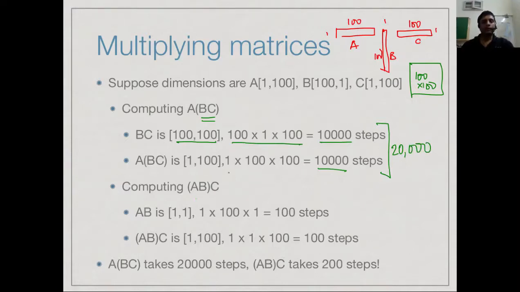If I did it the other way, on the other hand, if I computed this product first, then I will collapse it to a simple 1 by 1 matrix, because the number of rows here is 1, and the number of columns is 1 there. Right? So AB is a 1 by 1 matrix and it takes only 100 steps to compute. And now again I have a 1 by 1 times a 100 by 1 matrix. So again it takes only 100. So this takes only 200 steps. So you can see that there can be a dramatic difference in the complexity depending on whether you bracket it as AB followed by C or A followed by BC.